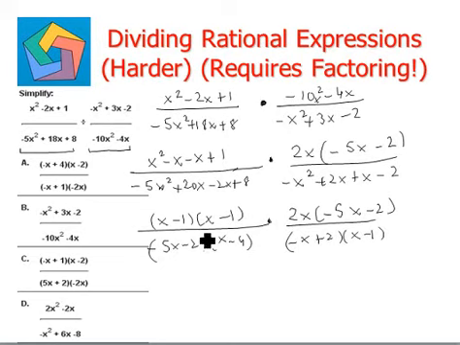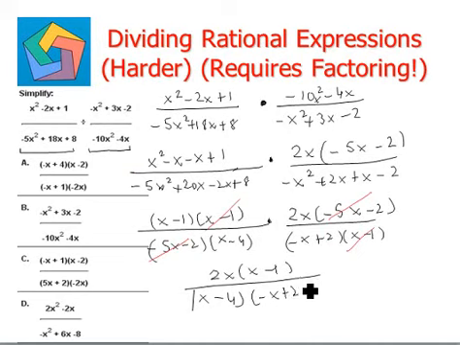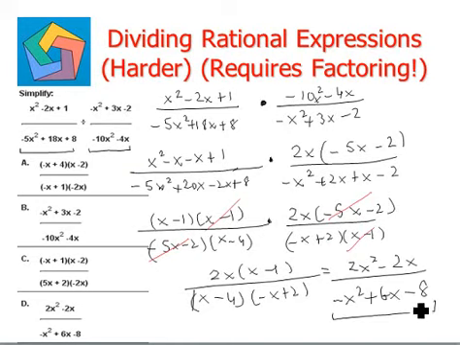So now we see what all can be cross cancelled. The negative 5x minus 2 goes away, x minus 1 also goes away. So we are finally left with 2x times x minus 1 all divided by x minus 4 times negative x plus 2. Now applying the distributive law, we get 2x squared minus 2x divided by negative x squared plus 6x minus 8. This is our final answer and can be seen in option D.